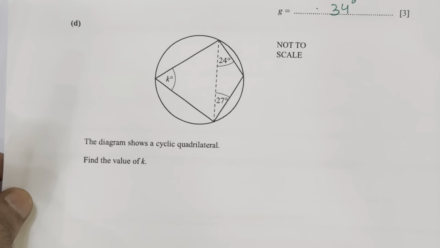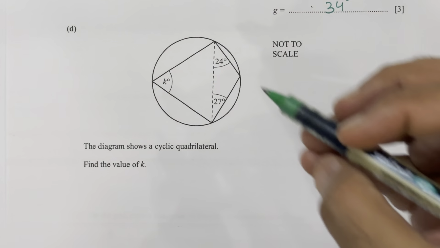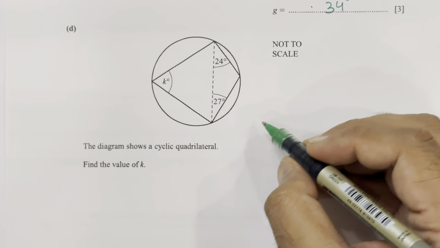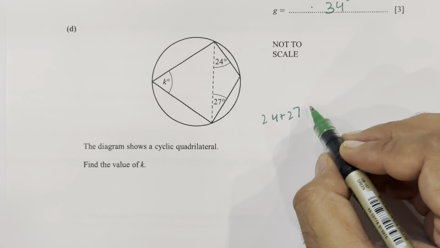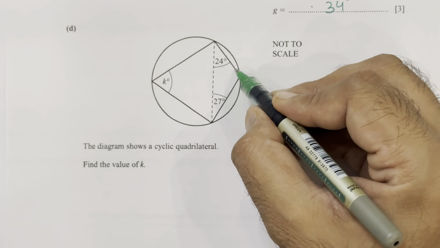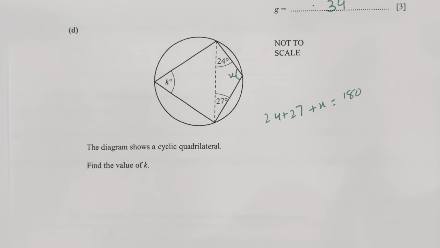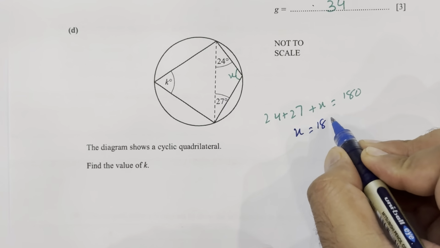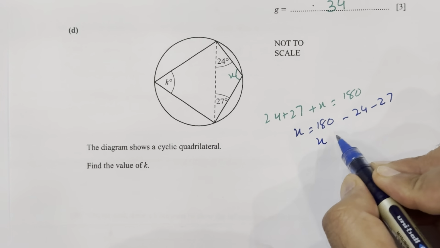Okay, moving to part D. The diagram shows a cyclic quadrilateral. Find the value of K. You can easily calculate it by first adding 24 plus 27, and you can call this value X. Then X plus 24 plus 27 is equal to 180, so X is equal to 180 minus 24 minus 27.